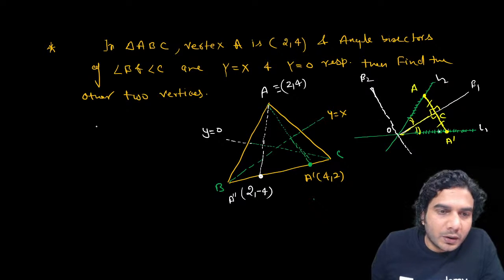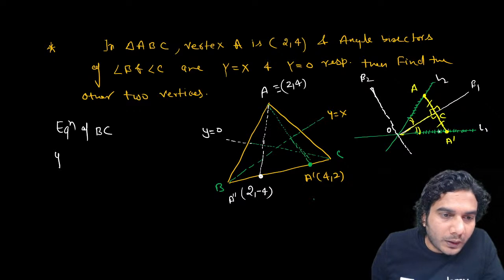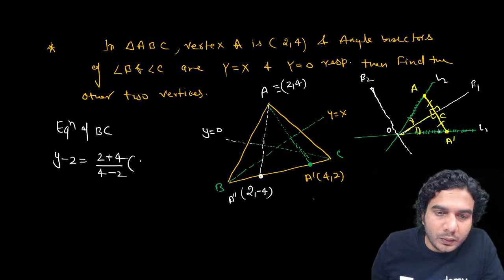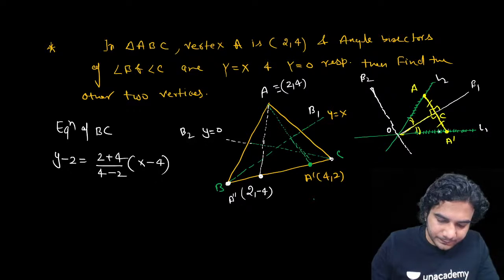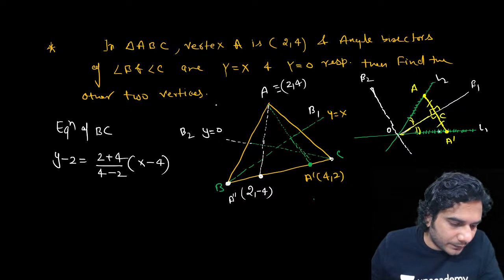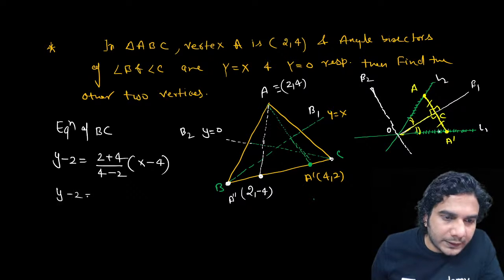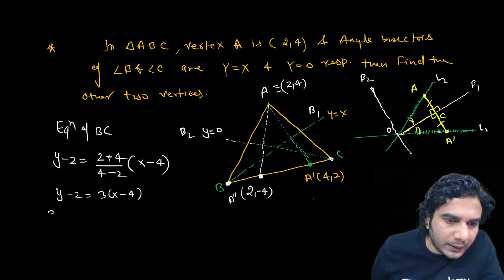Now you can write the equation of BC, since you have got 2 points on BC. The equation of BC is Y minus 2 is equal to (2 plus 4) upon (4 minus 2) into (X minus 4). Any problem? Simplify this: Y minus 2 is equal to 3 into (X minus 4). So you are going to get 3X minus Y is equal to 12 minus 2, which is 10. This is the equation of BC.